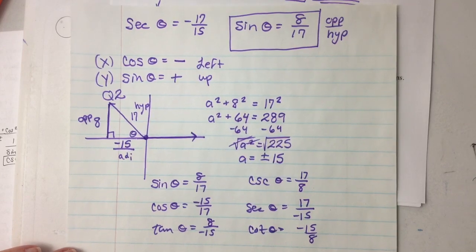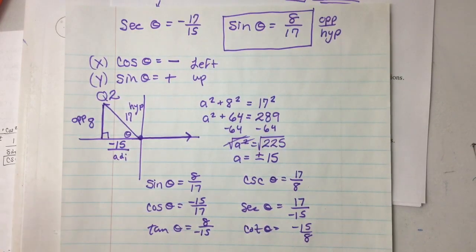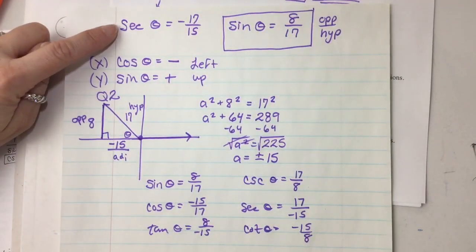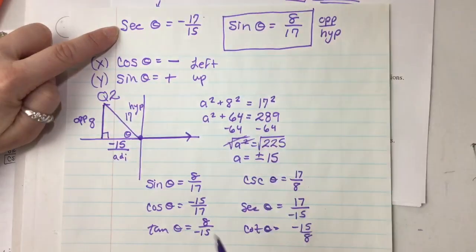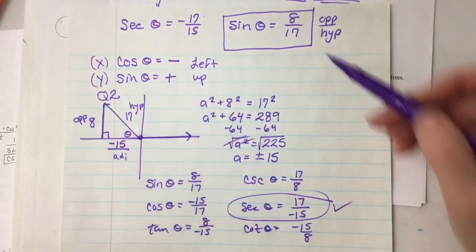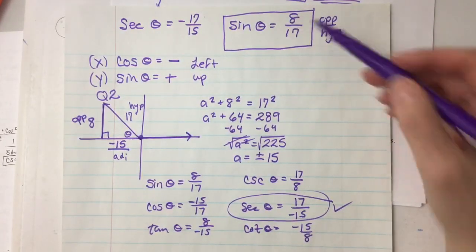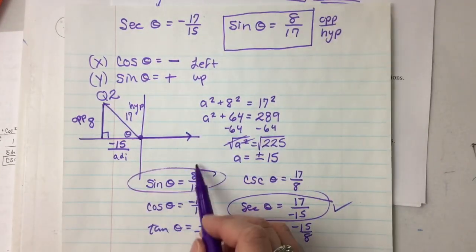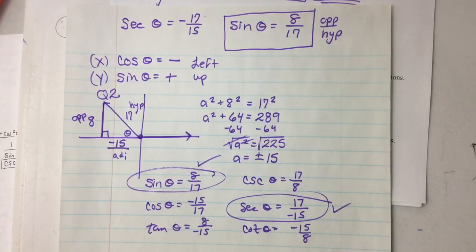Now they gave us a couple ratios at the beginning, so this is a good checkpoint. We have to make sure our secant is negative 17 over 15. Secant, it's a negative value, 17 over 15, checks. Our sine is positive, 8 over 17. Sine is positive, 8 over 17, it checks.